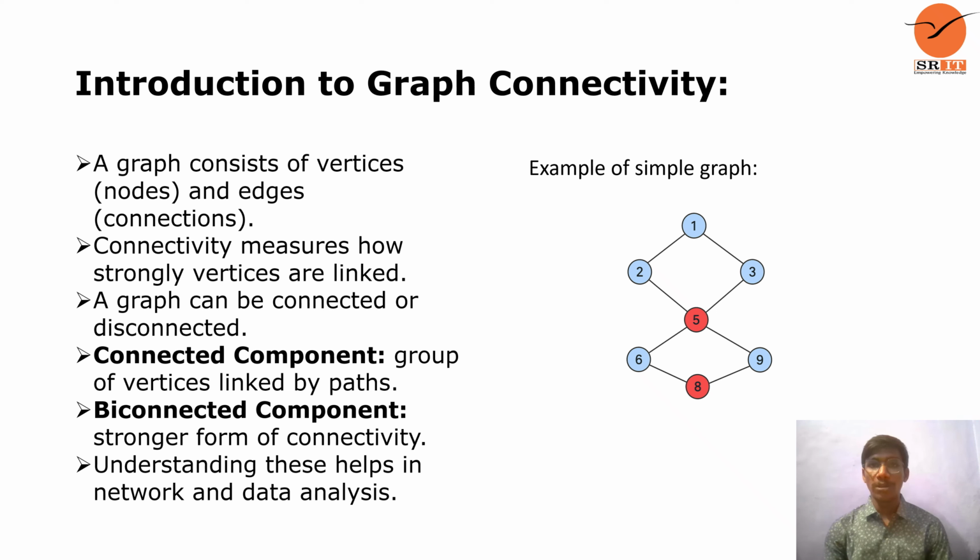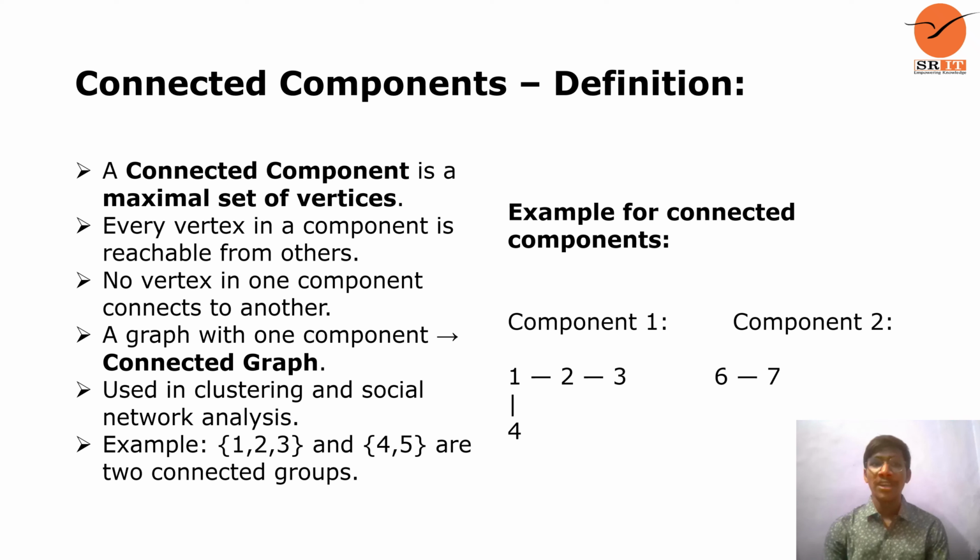There are two kinds of components, connected components and biconnected components. In connected components, a group of vertices is linked by paths. A biconnected component is a stronger form of connectivity. Understanding these helps in networking and data analysis.